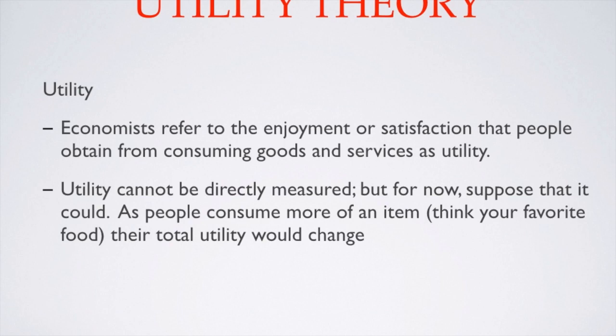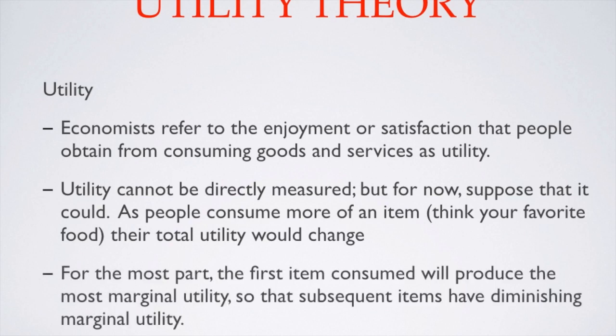As people consume more of an item, think about your favorite food, their total utility would change. For the most part, the first item consumed will produce the most marginal utility, so that subsequent items have diminishing marginal utility.